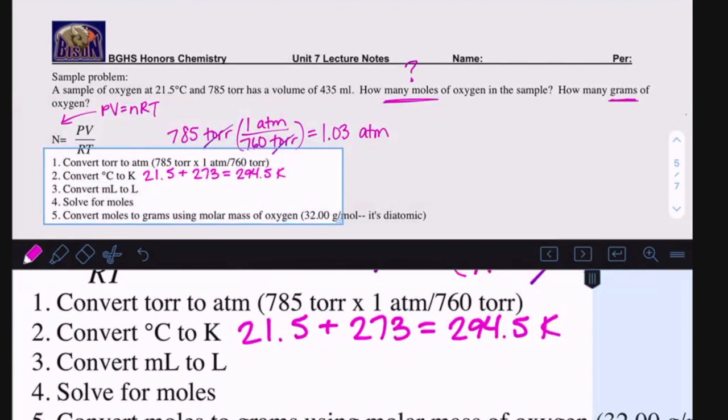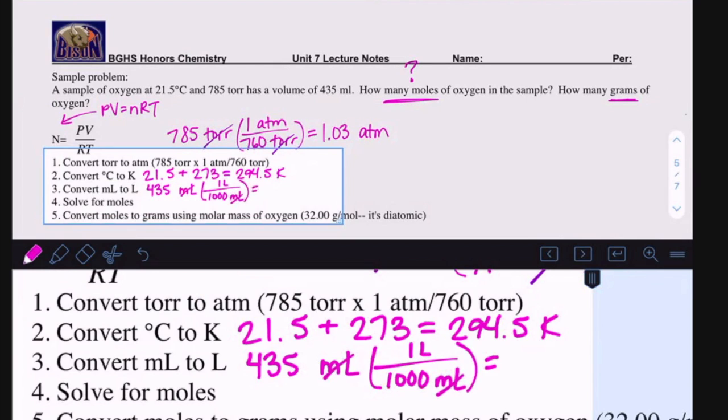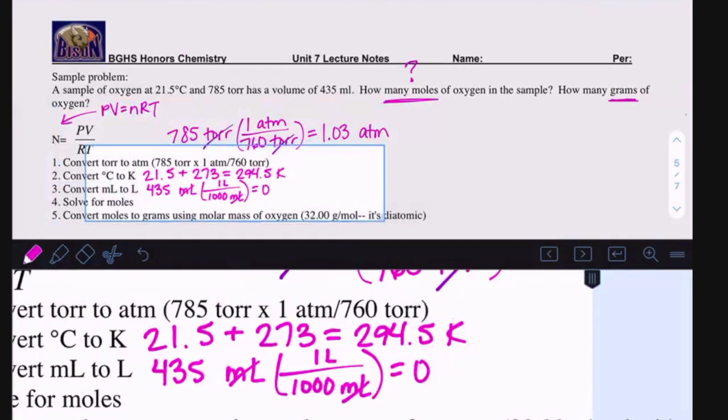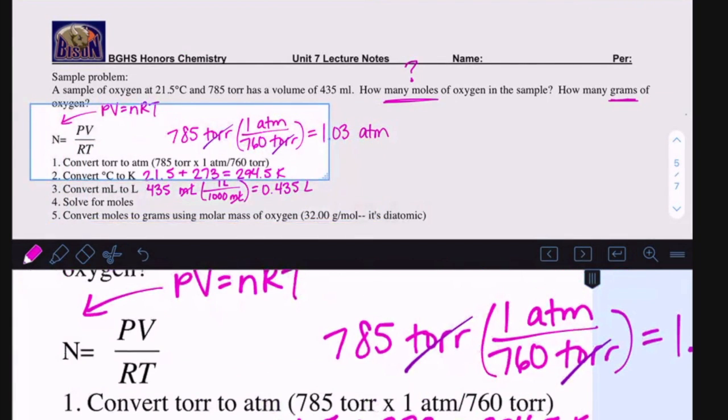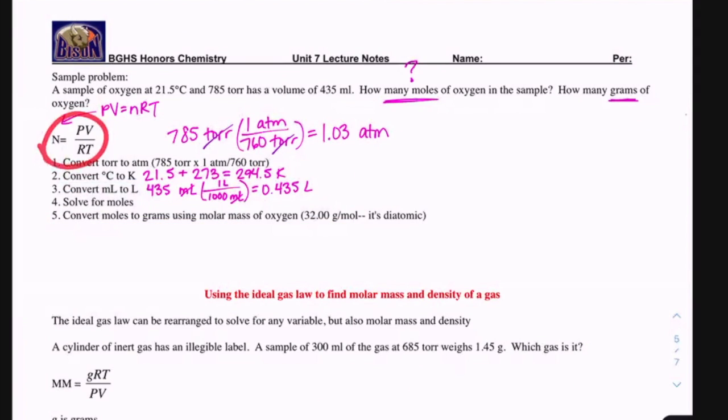So it's giving me milliliters, but I do not want milliliters. I want liters. So I can take 435 milliliters. I know that in 1 liter, there are 1,000 milliliters. I can cancel my units and I get 0.435 liters. Okay, so far my units are looking a lot better, right? We're cleaning them up a little bit, putting them how we want them. And now I need to solve for moles. It already solved the ideal gas law for N. So right now we can just plug in our values and solve for N.